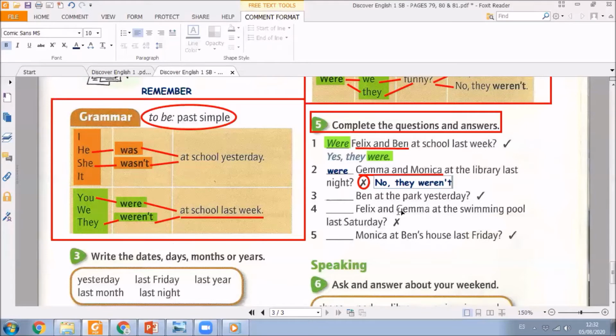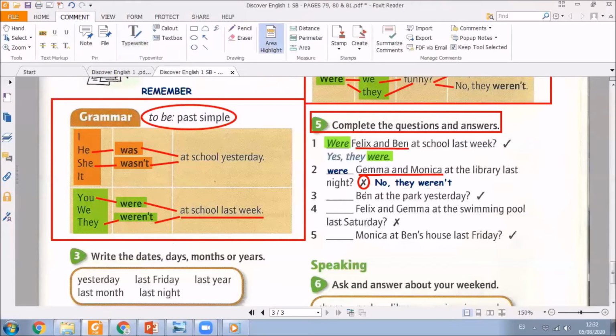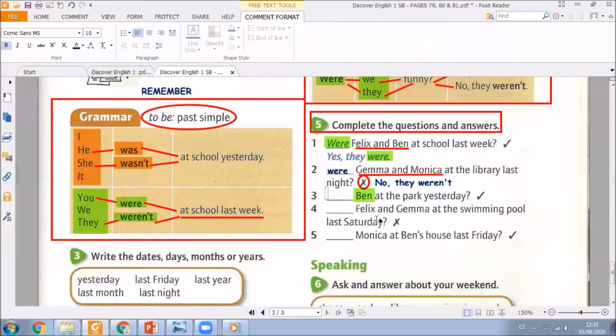Very good. What about number three? We are talking about Ben, only Ben. What do you think? Was or were? Very good. We are going to use was. Was Ben at the park yesterday? We need an affirmative answer here, okay? So we are going to say, yes, he was.